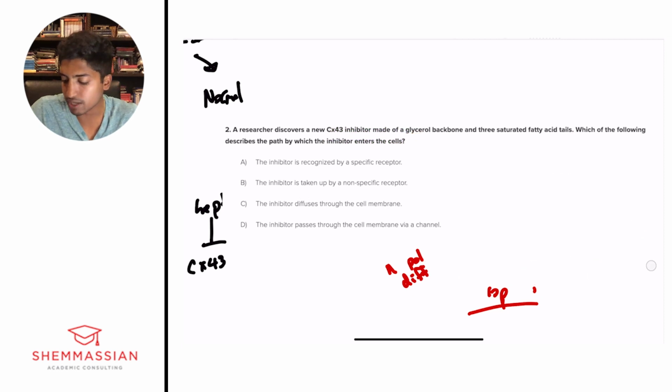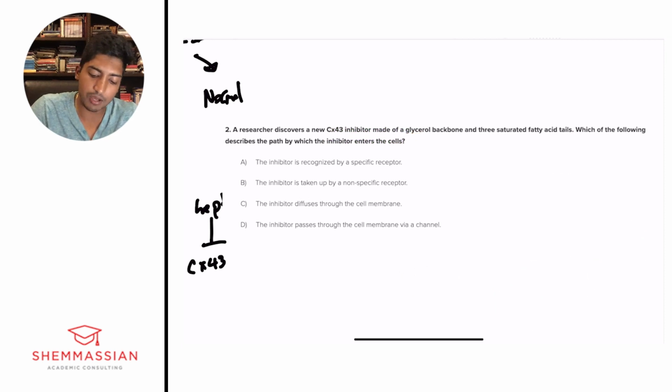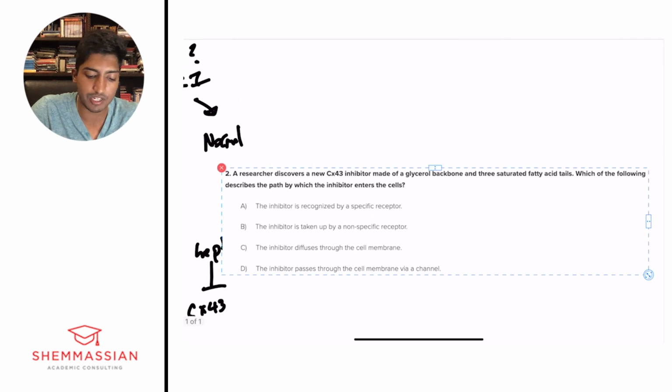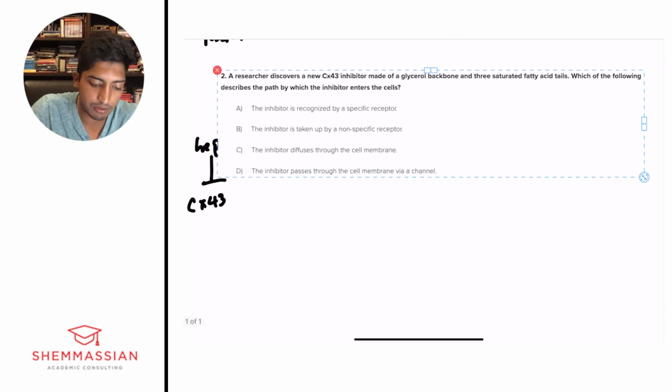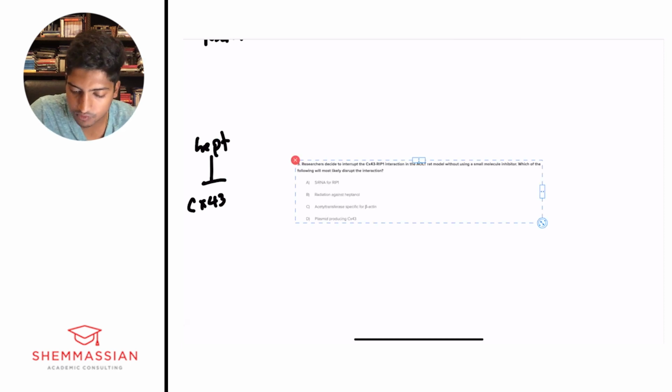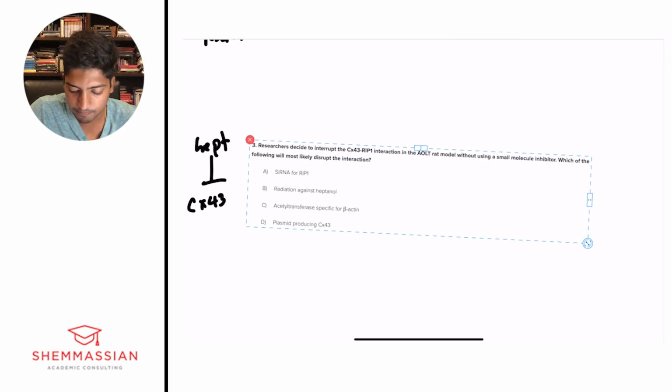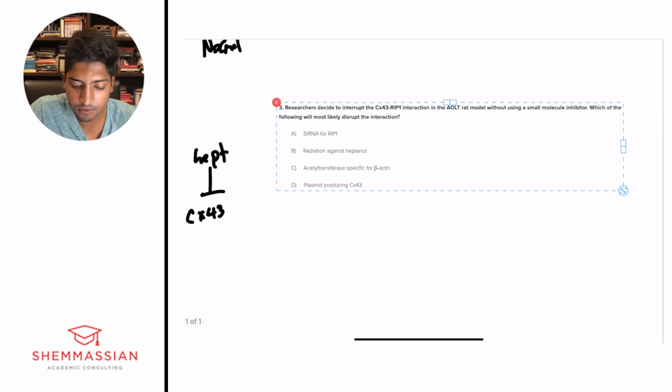So that was another type of question where we don't need the passage information. So it's a standalone question, but it does require a good understanding beforehand. Awesome. Question number 3.